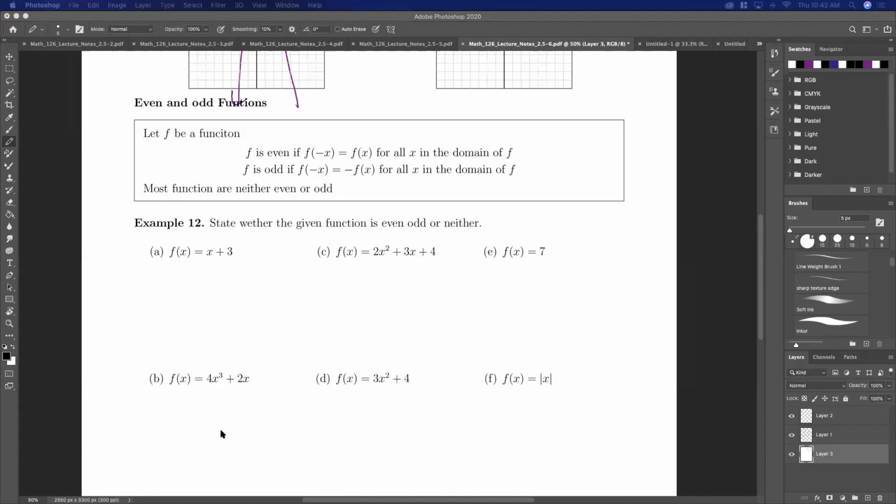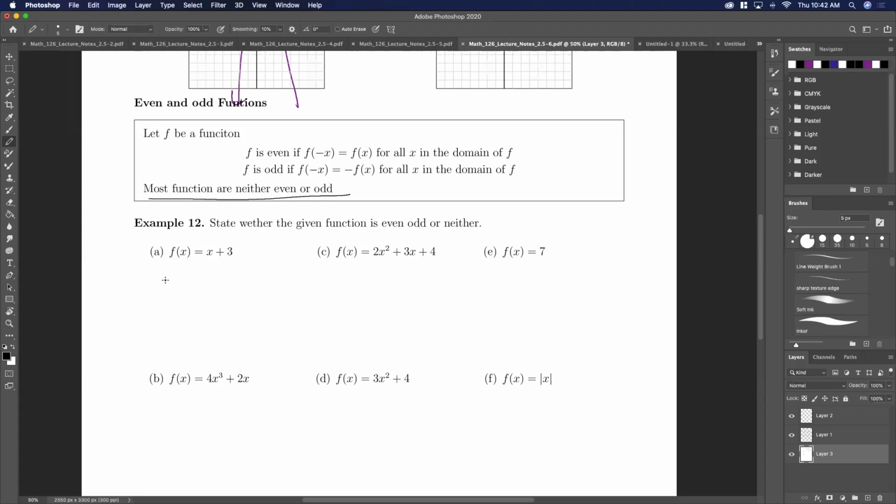let me do some, then it'll be easier to explain. To tell if a function is even or odd, you plug in negative x, and if you get the same function back, it's even. If you get the negation of that function, it's odd. Most functions are neither. You hear even and think one or the other, but in the case of functions, most of them are not.